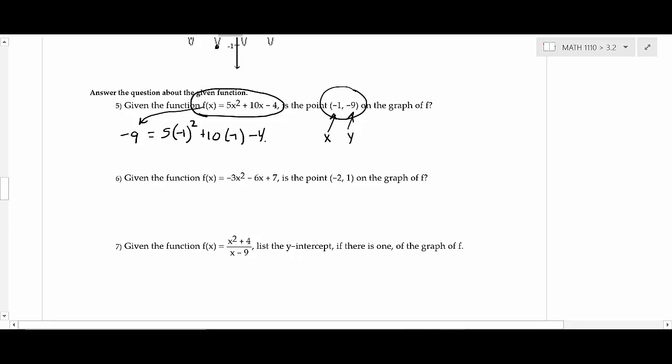Remember what a graph is. A graph is a picture of all the solutions of that function, of that equation. So if it works, it's on the graph. So that's going to be negative 9. This part right here looks like that would be 5. That part there would be minus 10 and minus 4. So if I'm doing that right, that looks like you have a negative 9. And on the other side, is that negative 9? Yeah, okay, that is negative 9.